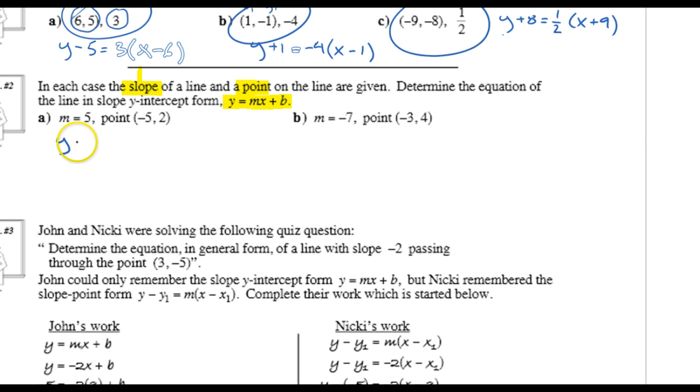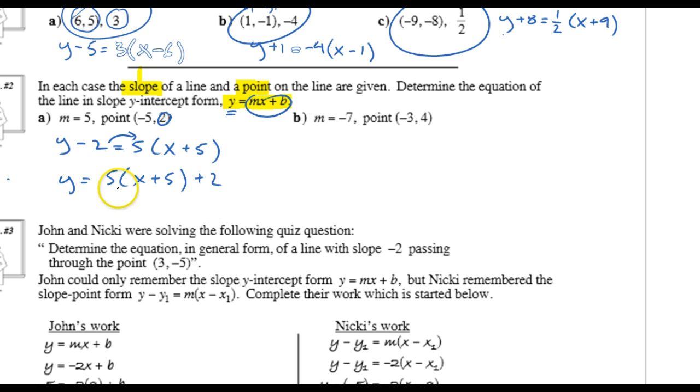So y minus 2, there's my y coordinate, equals the slope, which is 5, times x minus -5, which is x plus 5. Well, remember, for the y-intercept form, I need the y by itself on one side and everything else on the other side. So I'm going to do that first. Get that 2 over there, so it's going to be 5 times x plus 5, plus 2. And then I have to distribute this 5 because I'm not allowed to have any brackets, as you can see in the y-intercept form.